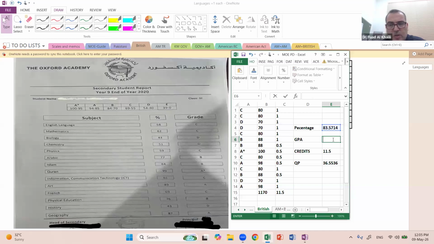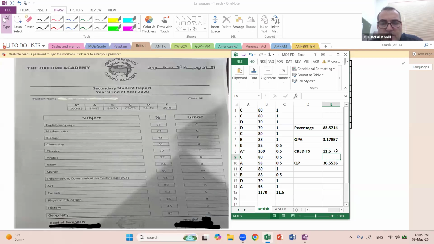How do I change now the percentage to a GPA? GPA equals the percentage divided by 20. I'll see how many 20s are in this number, minus 1, equals 3.178.